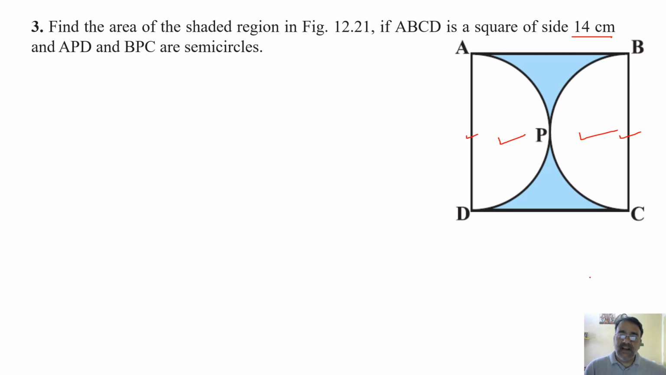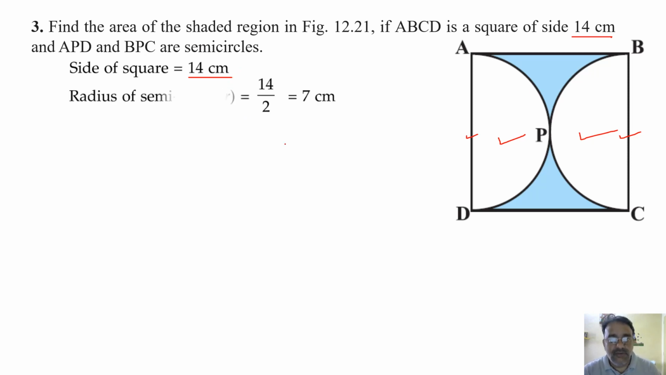So what we have to do is remove the two semicircles from the square. If you remove them, then you will get the shaded region. So the area of the shaded region will be equal to area of square minus area of two semicircles. The side of the square is given as 14 centimeter, and that will be the diameter of the semicircle. So what will be the radius? 7 centimeters. Very good, 7 centimeter. So area of square will be side into side, that is 14 into 14, 196.